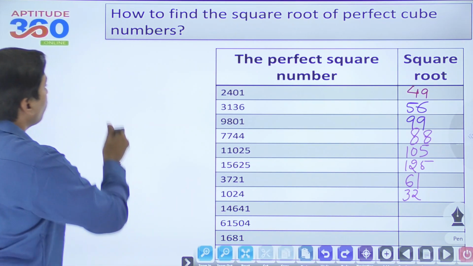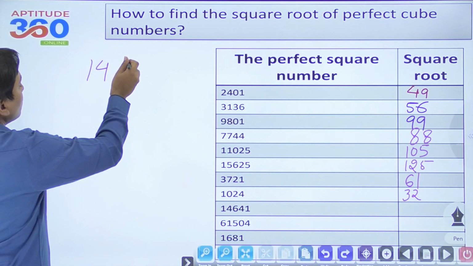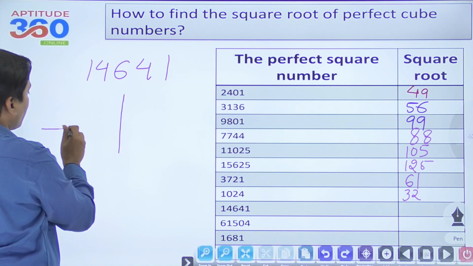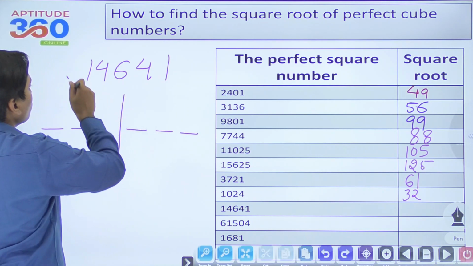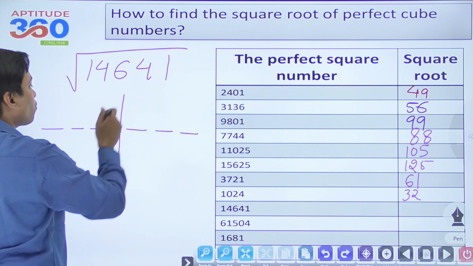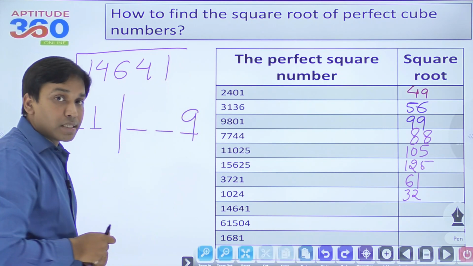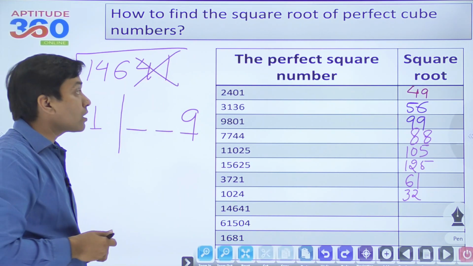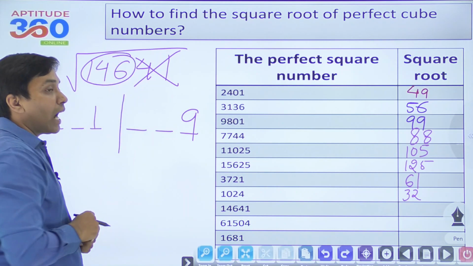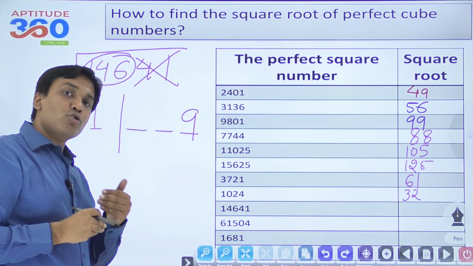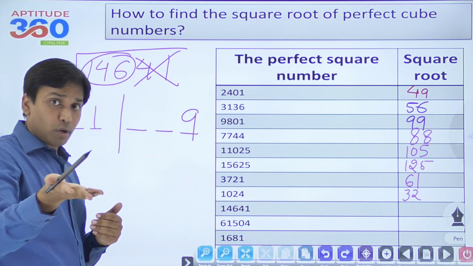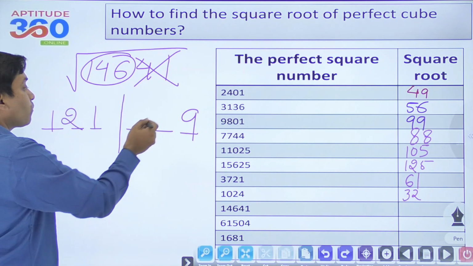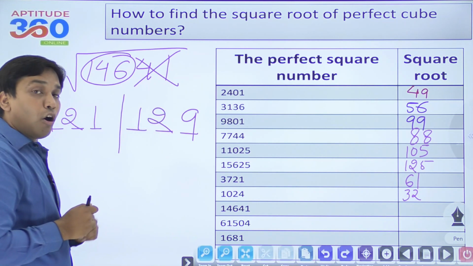So this number is 14641. As I said, now the square root of this number is going to be a 3-digit number because this is 1. So it will be either 1 or 9 at the unit place. And you discard the last two numbers. Then you're left with 146. The perfect square number just less than 146 is 144. 144 is the square of 12. So that number will be either 121 or 129.